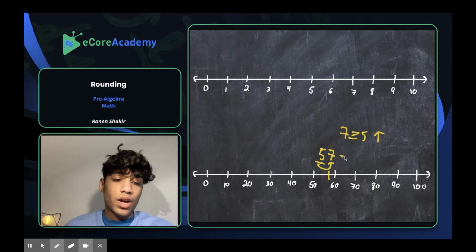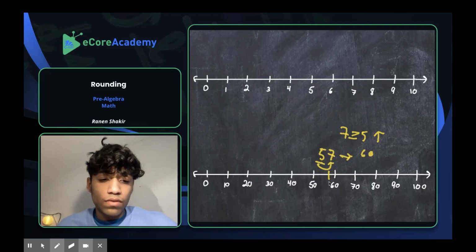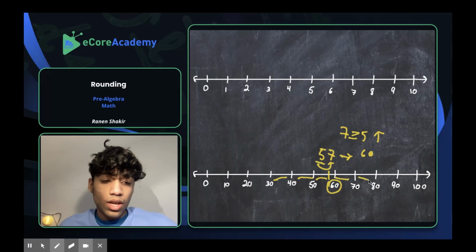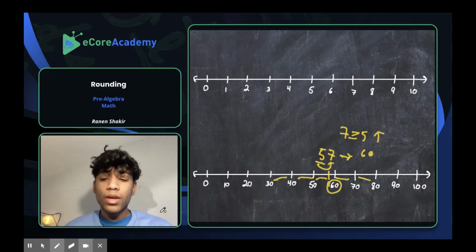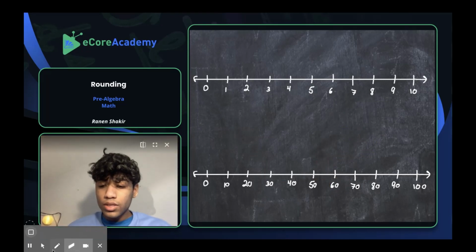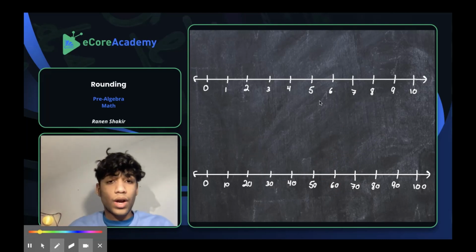So 57 rounded to the tens place is 60. And this should also make sense, since 57 is much closer to 60 than it is to 50 or 40 or 30 or even 70 or 80. So this is how we can look at it in a number line and visualize what rounding looks like.